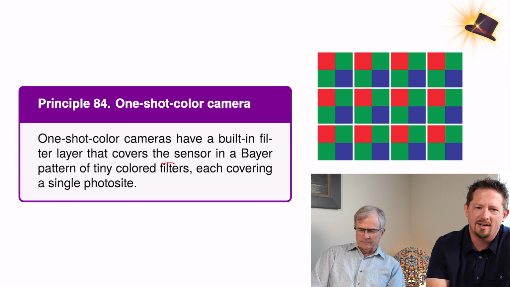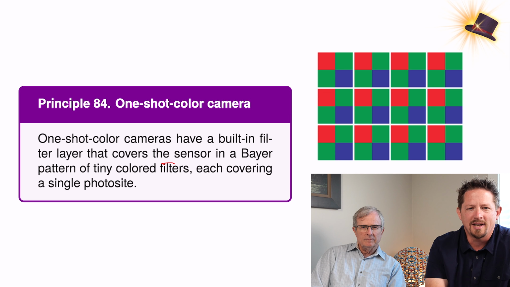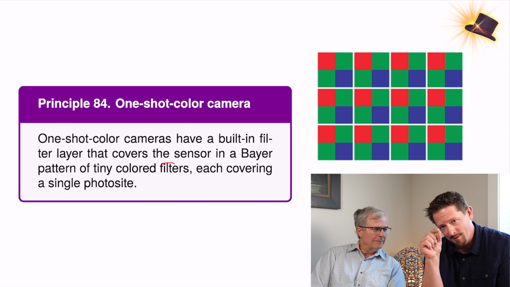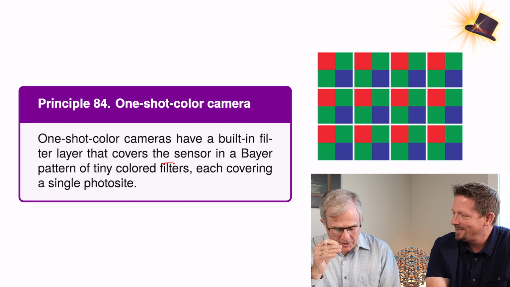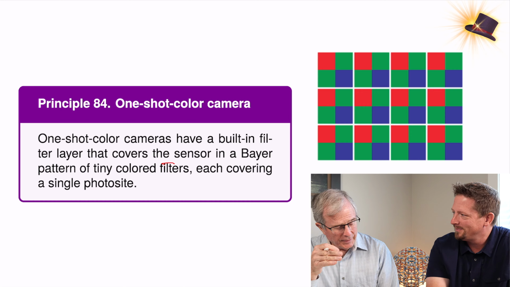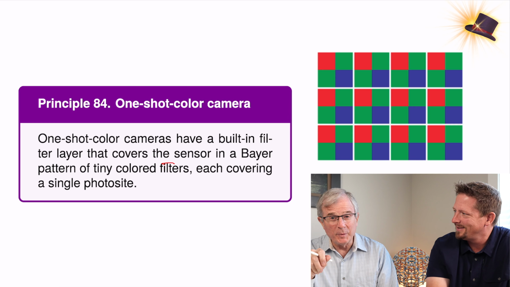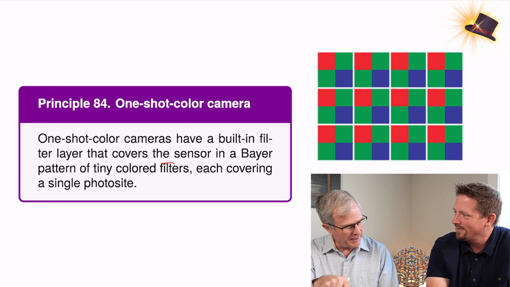Principle 84, one-shot color camera. One-shot color cameras have a built-in filter layer that covers the sensor in a Bayer pattern of tiny colored filters, each covering a single photo site. And I can just imagine this guy with tweezers putting the little filters on to the little photo sites. Some people, I've heard, say they're just a little layer of dye or paint or something they put on there. And I've heard of people who want to turn their color camera into a monochrome camera, just taking a knife and scraping it off.